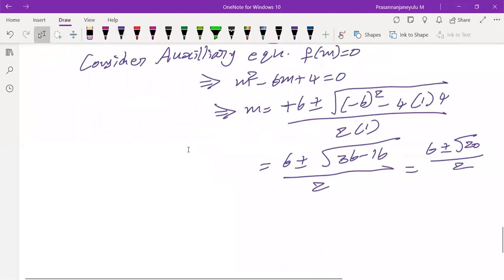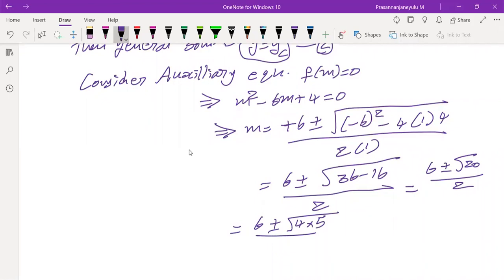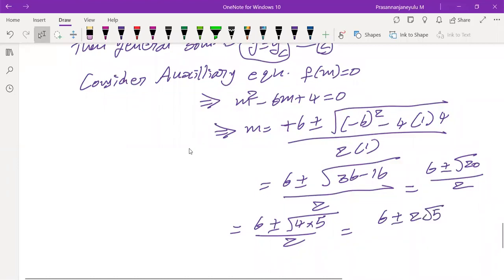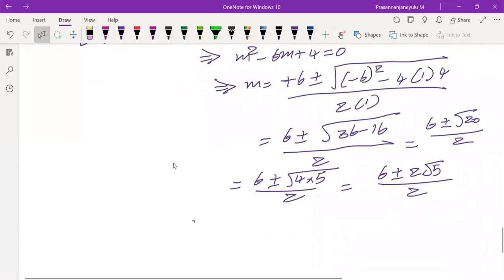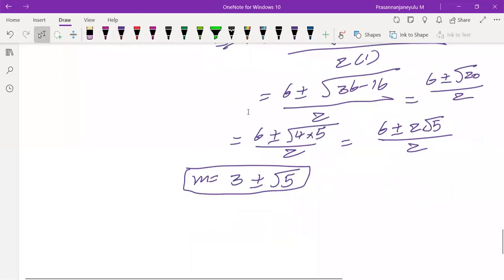How can we write root 20? As 4 into 5. Root 4 comes outside the root, so it becomes 2 root 5, whole by 2. Doing the simplification, what are we going to get? m equals 3 plus or minus root 5. Now tell me, what are the roots? The roots are surds. Yes or no? Surds.